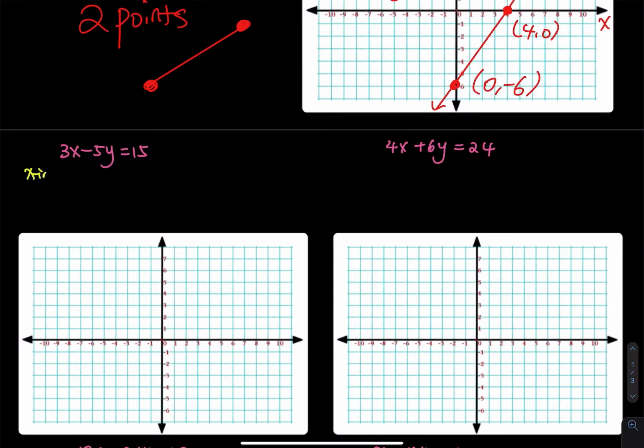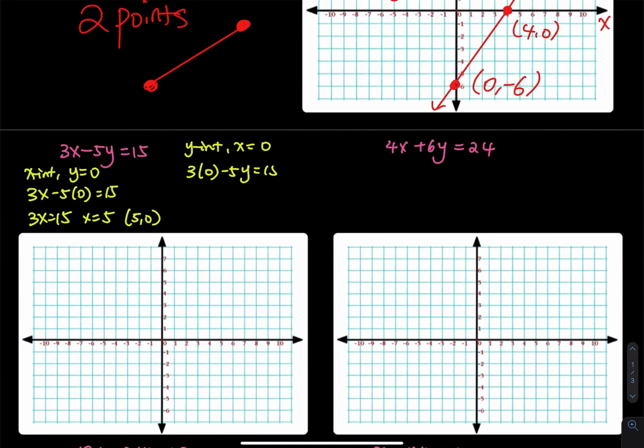For the x-intercept, we let y equal 0. So we have 3x minus 5 times 0 equals 15. So 3x equals 15, then x equals 5. So the x-intercept is (5, 0). And then for the y-intercept, we let x equal 0. So we have 3 times 0 minus 5 times y equals 15. So negative 5y equals 15, then we have y equals negative 3.